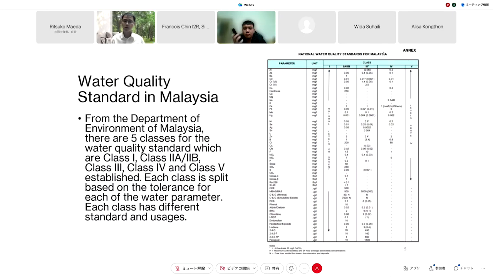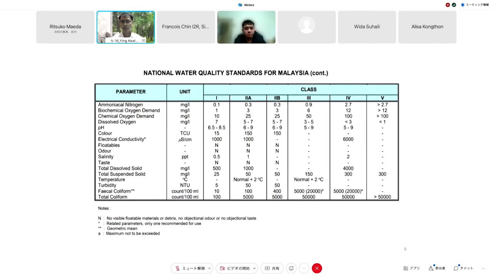This is some of the standard imposed in Malaysia. I obtained this water quality standard from the Department of Environment of Malaysia. Basically in Malaysia, there are 5 classes of water quality standard, which are class 1, 2, 3, 4, and 5. Each class is split based on their tolerance of each water parameter, and each class has a different usage. This is the continuation.